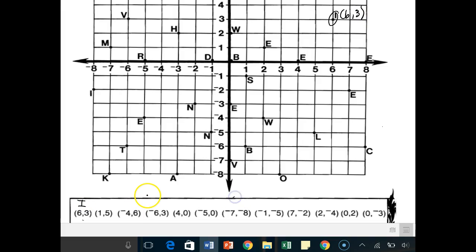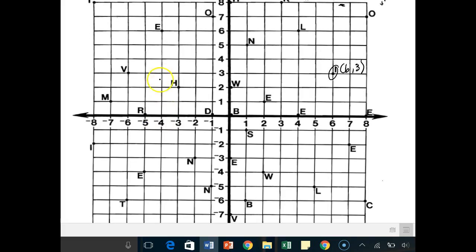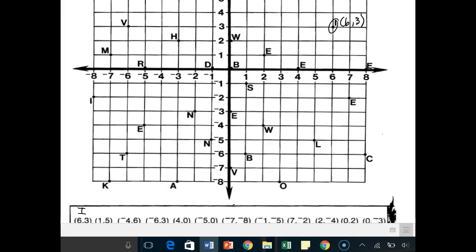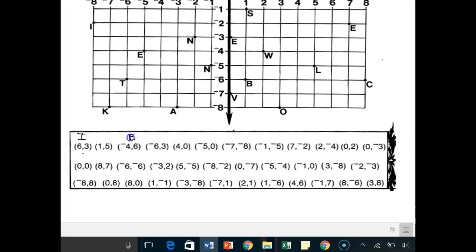Let's skip to negative 4, 6. Negative 4. 1, 2, 3, 4 to the left, and then 6 spaces up. 1, 2, 3, 4, 5, 6. So I'll label it negative 4, 6. Please label all these points. And then I'll put E right there.